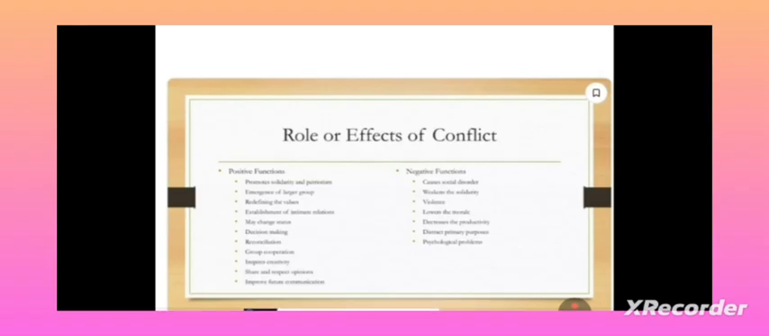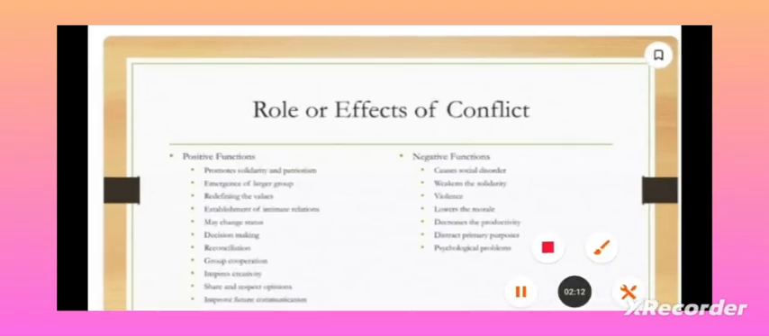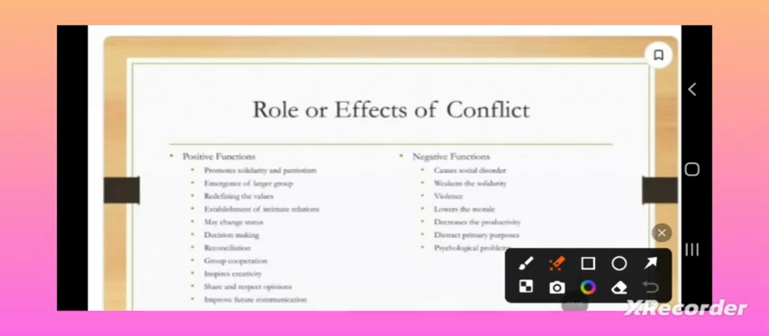Role or effect of conflict. Positive functions: it promotes solidarity and patriotism, leads to the emergence of a large group, redefines the values, and stabilizes the social structural relationship.